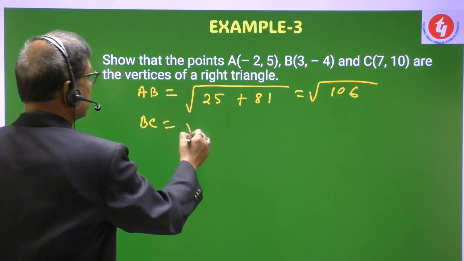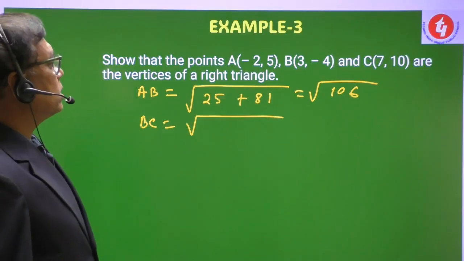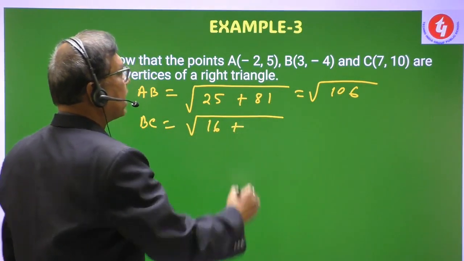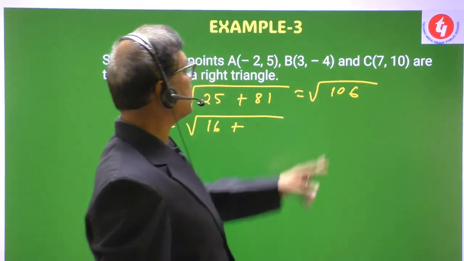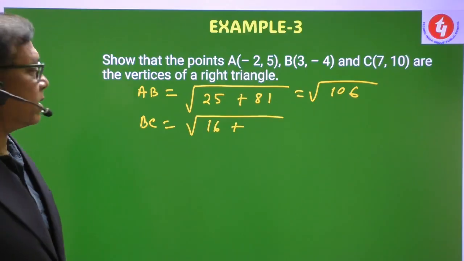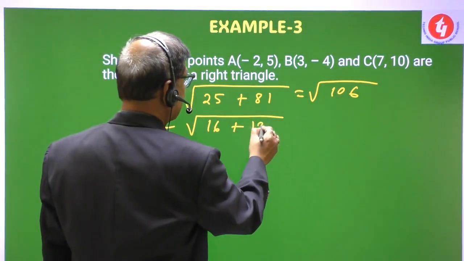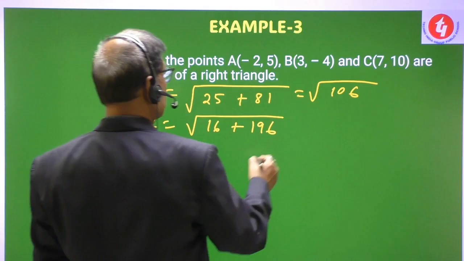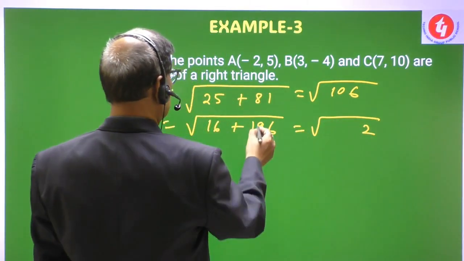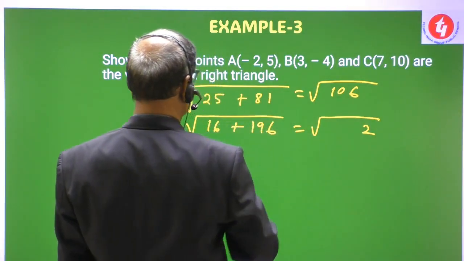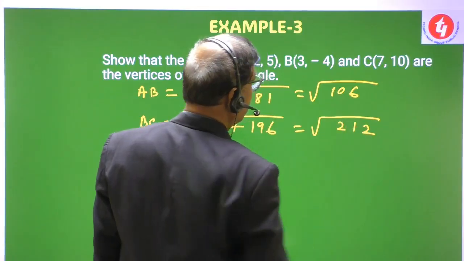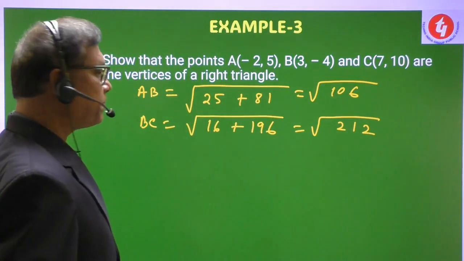Now BC we will calculate. 7 minus 3, that is 4. 4 square is 16, plus 10 minus of minus 4, that is 10 plus 4, 14. So 14 square is 196. Yes. So it is giving how much? 16 plus 196, 212. Is it clear?